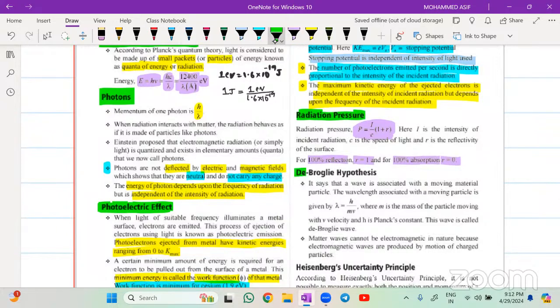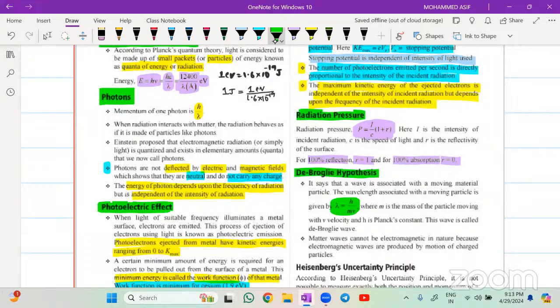Sure. Next one, de Broglie's hypothesis. It says that when a wave is associated with a moving material particle, the wavelength associated with the moving particle is lambda equals h by mv, where m is the mass of the particle moving with speed v and h is the Planck's constant. This wave is called as what? De Broglie wave. You already know that one.